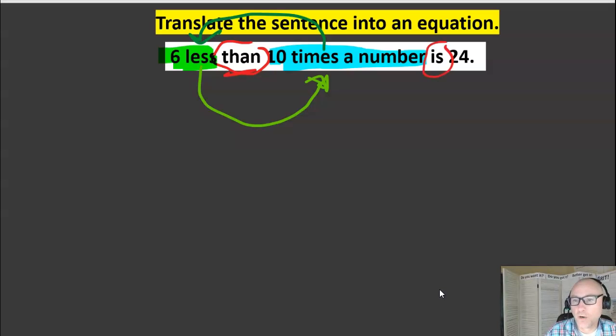All right, and we're going to keep our "is" in the same place, because it is 24. That's the thing. We're going to make sure it is 24.